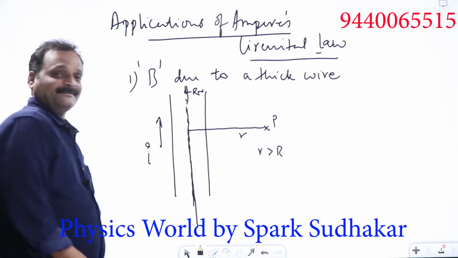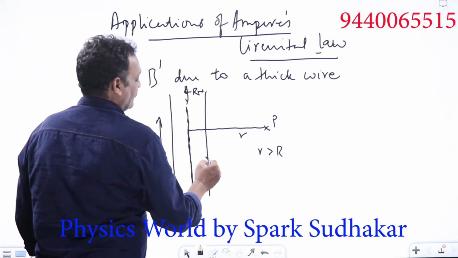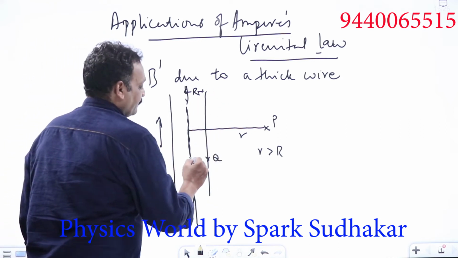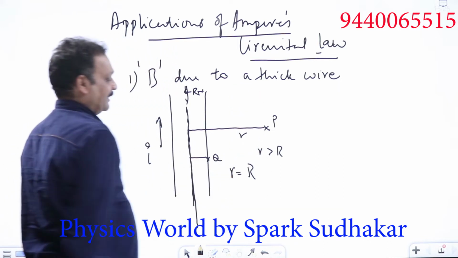This is the first case. Next one, field on the wire. Field on the wire means consider a point Q like this, which is on the wire. What is the magnetic field on the surface of the wire? Here small r equal to capital R.